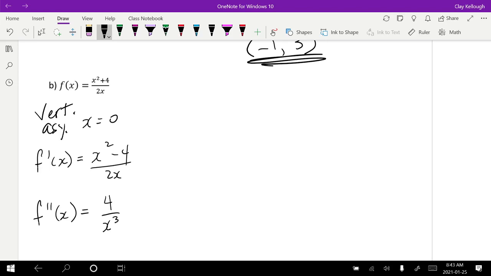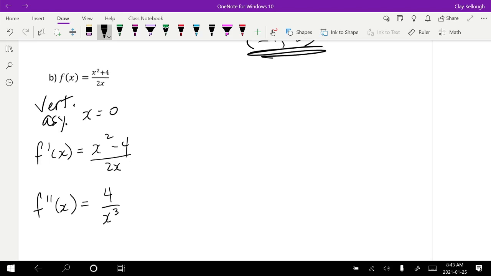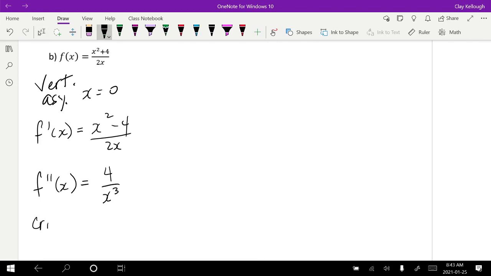Feel free to run that through for yourself when you get a chance if you want to prove that that's true and do a little practice. So that would tell me that I have a critical value. Remember, critical values are places where the derivative is 0 or doesn't exist. And notice it still doesn't exist when x is 0. So it's a critical value at x equals 0.